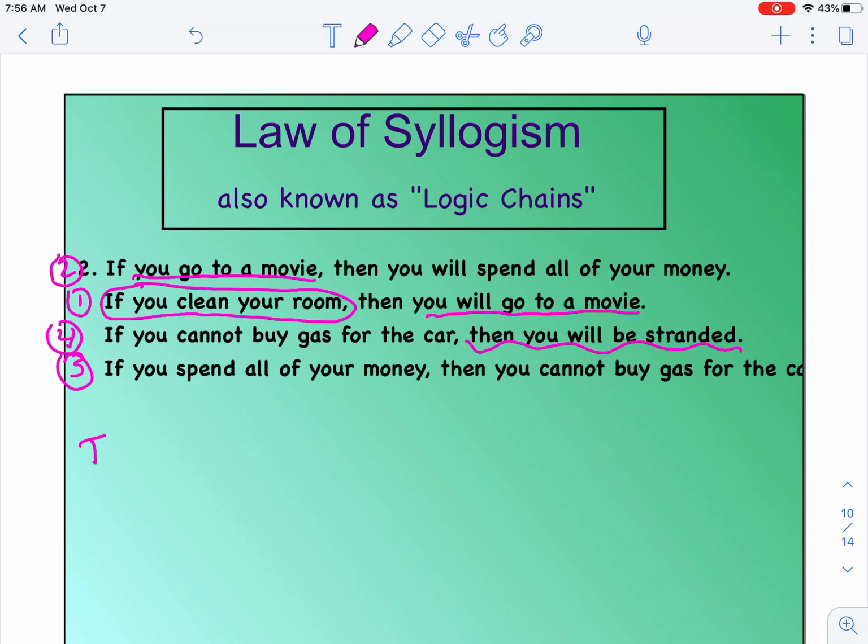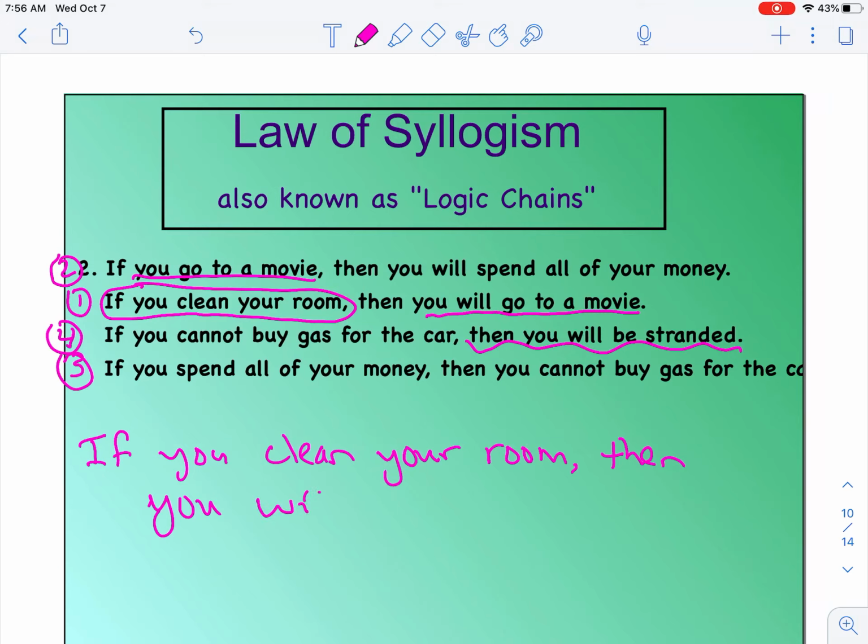And if you cannot buy gas for the car, then you will be stranded. So our final conditional would be, if you clean your room, then you will be stranded.